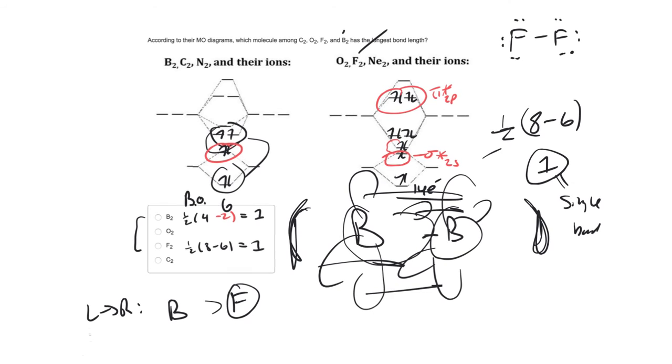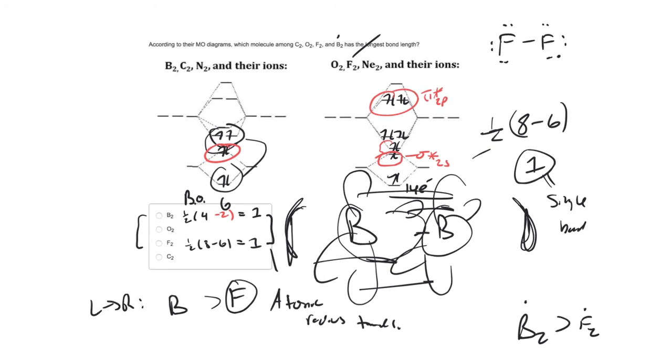They're both single bonds. So whenever I'm comparing two bonds of the same type, I just compare the atomic radii trends and reason out that if boron's bigger, then a B2 single bond is going to be longer than two fluorines as single bonds, with smaller atoms making up that bond. So my B2 bond length is going to be greater than F2 in terms of distance, just because fluorine's smaller than boron, and they both form the same type of bond.